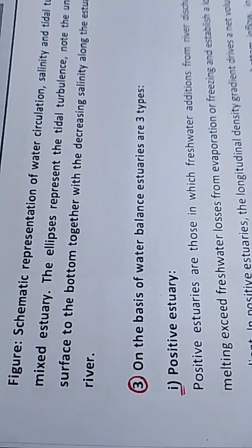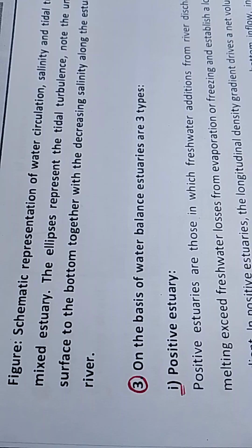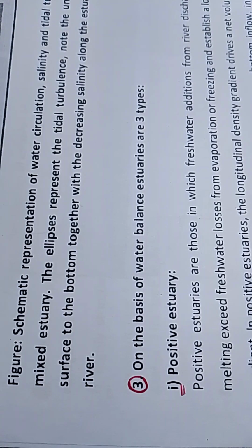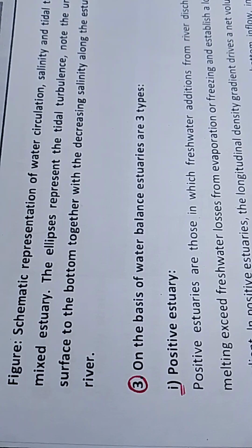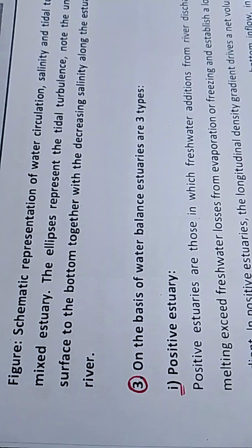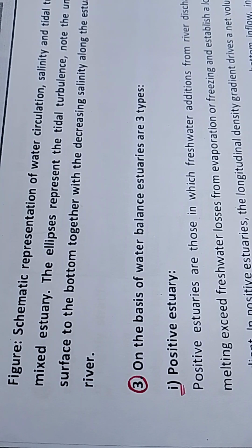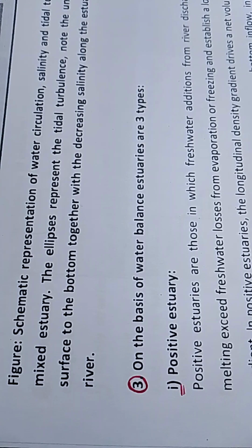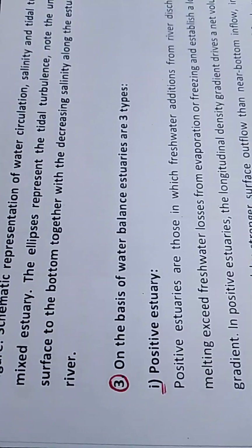United States. On the basis of water balance, estuaries are of three types. Positive estuary. Positive estuaries are those in which freshwater addition from river discharge, rain and ice melting exceeds freshwater losses from evaporation and freezing, establishing a longitudinal density gradient. In positive estuaries, the longitudinal density gradient drives a net volume overflow to the ocean, as denoted by stronger surface outflow than near-bottom inflow.